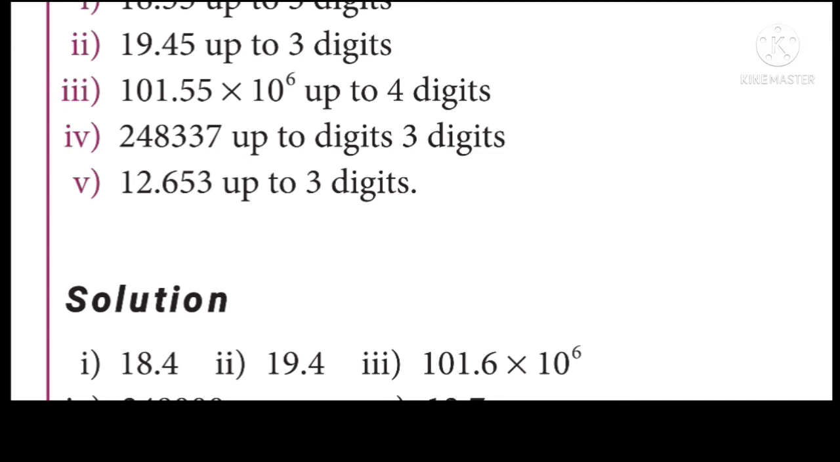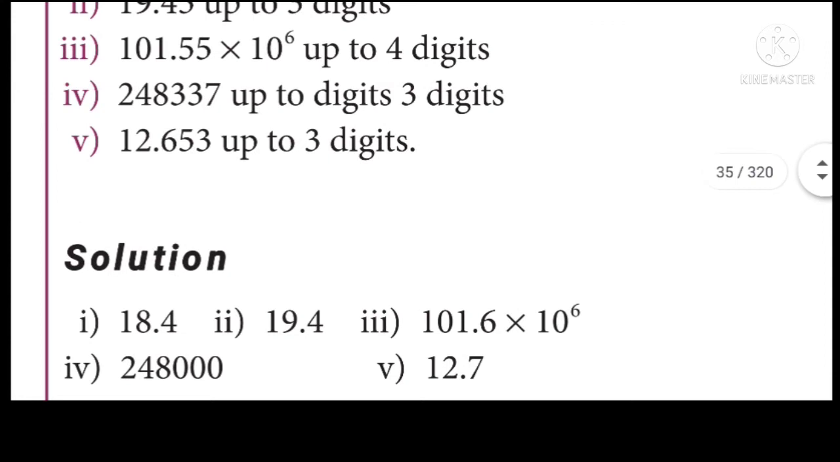See the next sum, 2,48,337 up to 3 digits. In this case, this is a whole number. So in this type of number, we have to check the last 3 digits, whether they are greater than 500 or less than 500. If it is greater than 500, we have to add 1000. If it is less than 500, all these 3 digits are to be left and replaced with 0. Okay, so the answer will become 2,48,000.